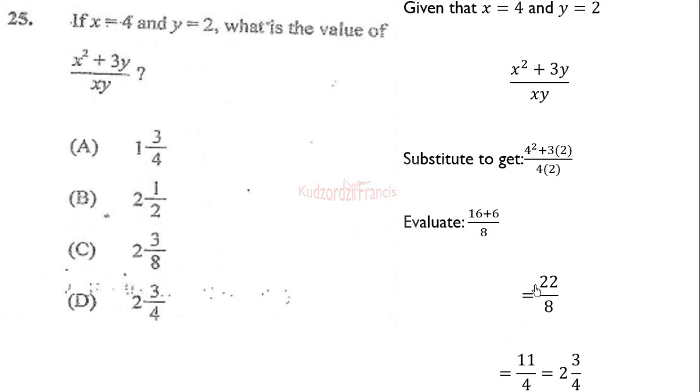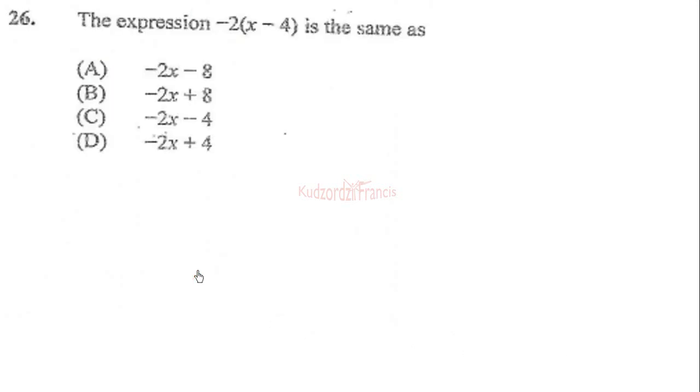Now we cancel both sides by 4. 4 goes here. We cancel both sides by 2. 2 goes here, 11. 2 goes into 8 4 times. Now 4 goes into 11 2 times. Remainder 3 all over 4. So the correct answer is this.